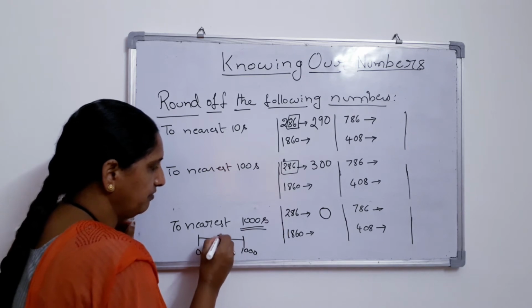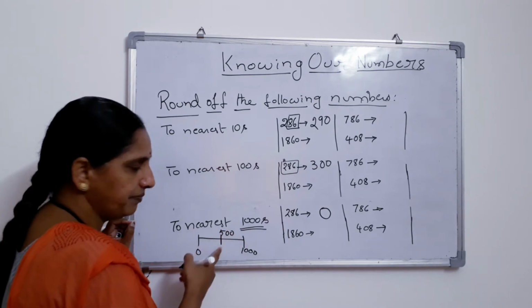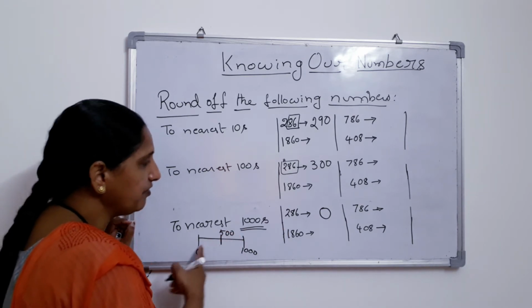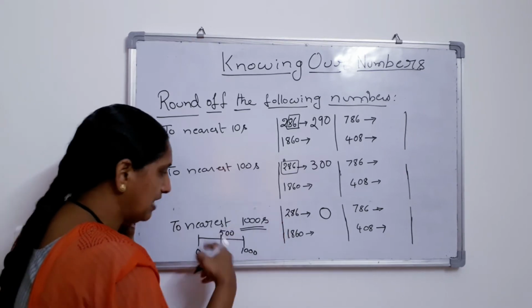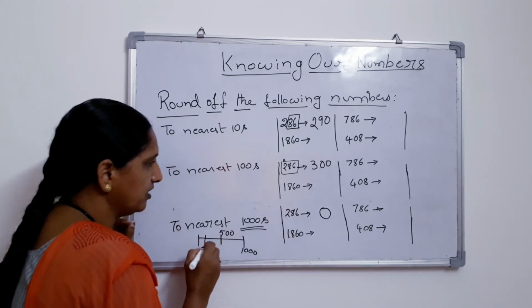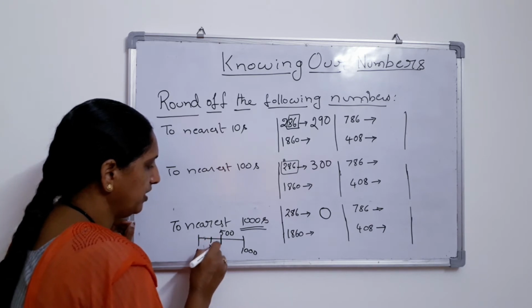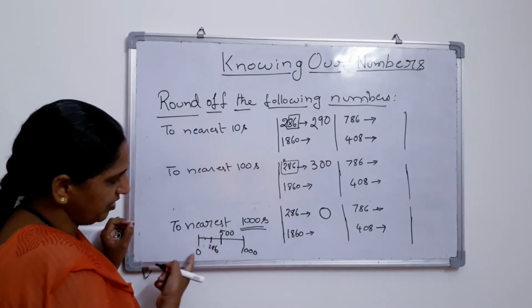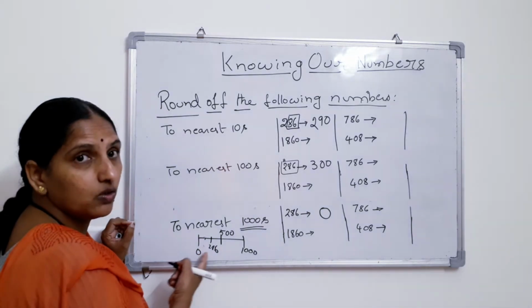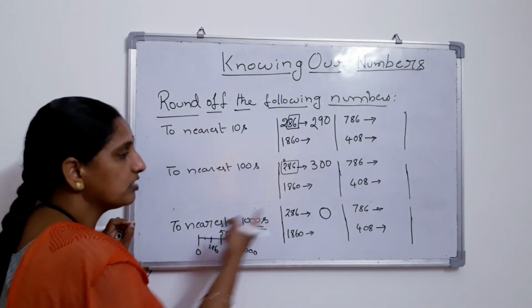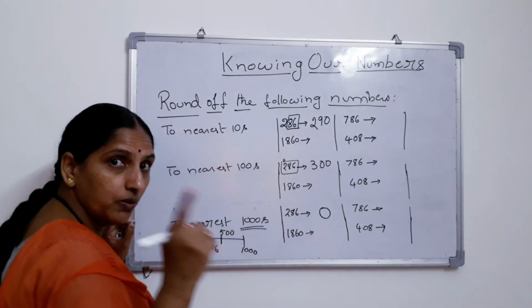We need to compare with 500. I am comparing with 500. It lies between 0 and 500 because it is less than 500. So this is going to lie somewhere here. So 286, that means it is very close to what? 0. This is very close to 0. Therefore it got rounded to 0.